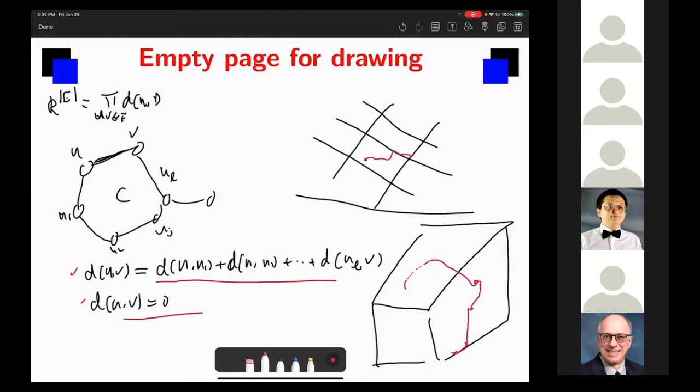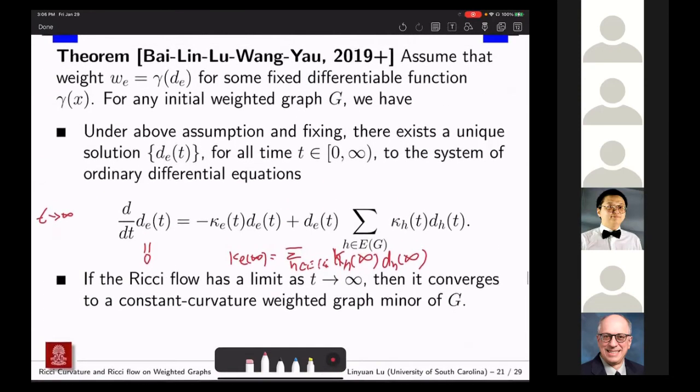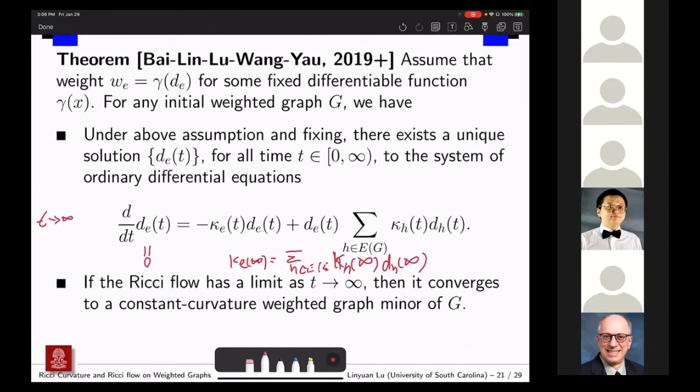Does that help you to understand what the Ricci flow we're talking about is? Any questions? In this sense, the system has a solution. And that's why the underlying graph also changes. It could lose some edges, could combine some vertices, contract some edges, so you get a graph minor. Any questions?